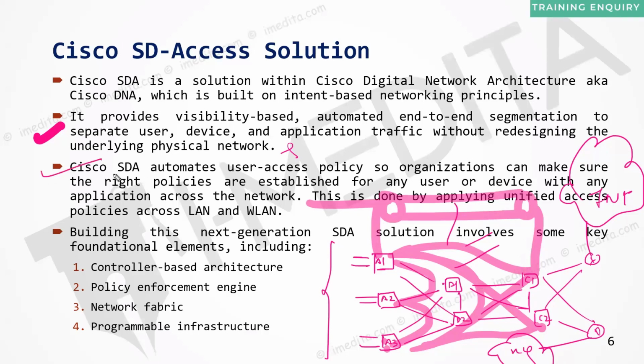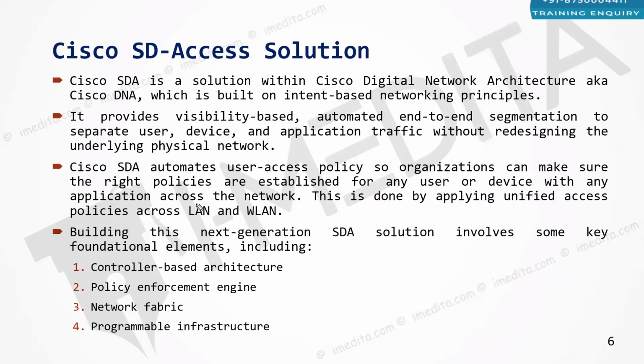Now, Cisco SDA, Cisco Software-Defined Access, also automates the user access policies. So organizations can make sure that the right policies are established for any user, device, or application across the network, no matter if the user is connected via the LAN or the wireless LAN. We can go to the DNS center, configure the policies from there, and those policies will be applied. Unified policy basically means a common policy for wired and wireless networks. So we don't need to go on the WLC or on different appliances and configure the policies one by one. We will just stick to the DNS center.